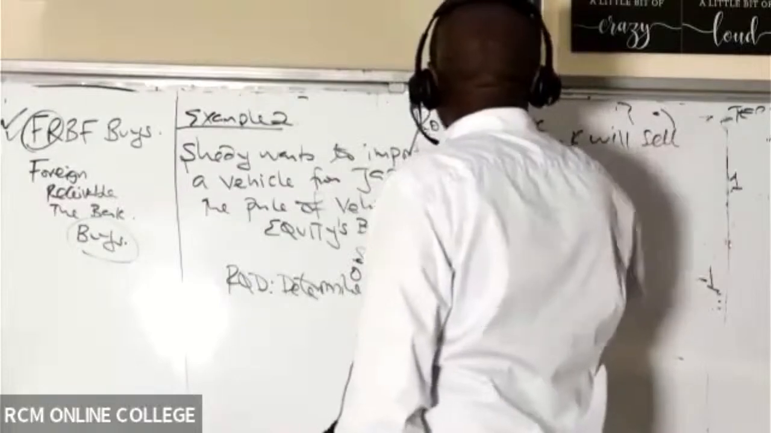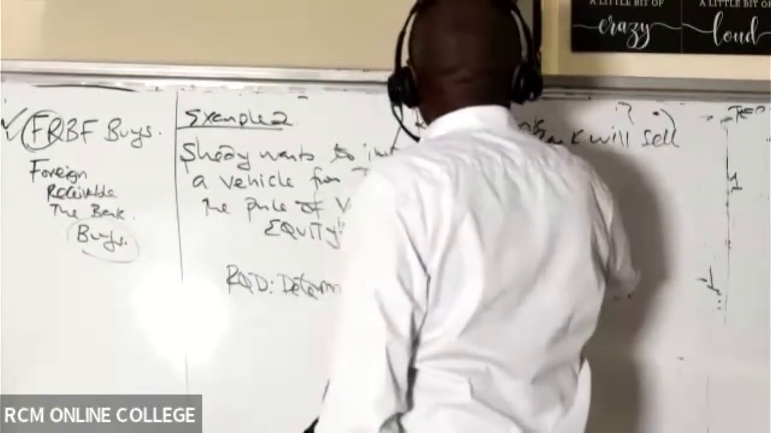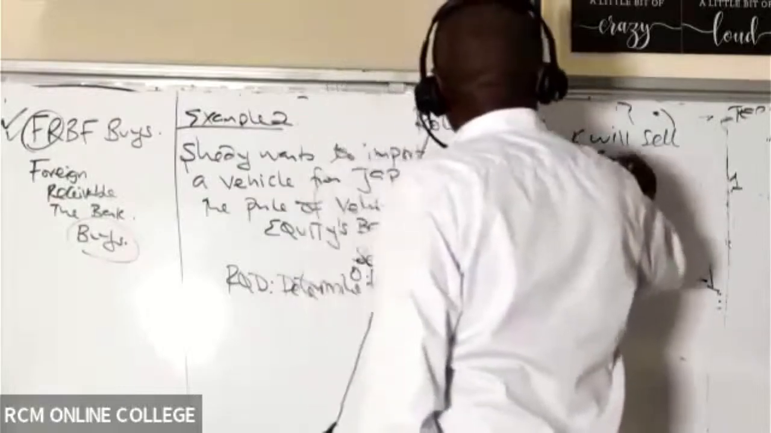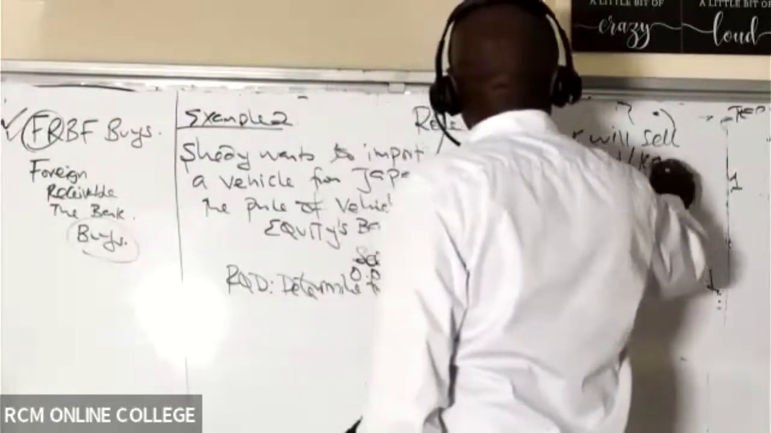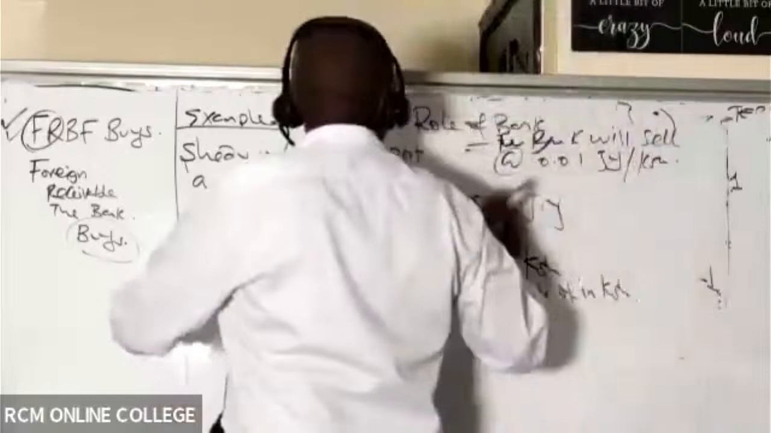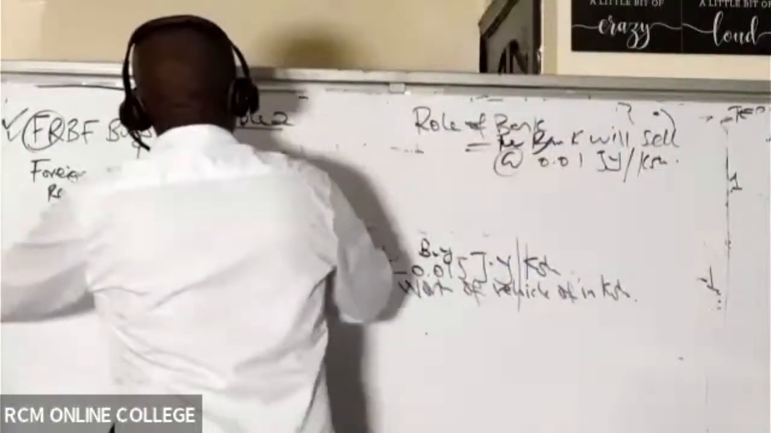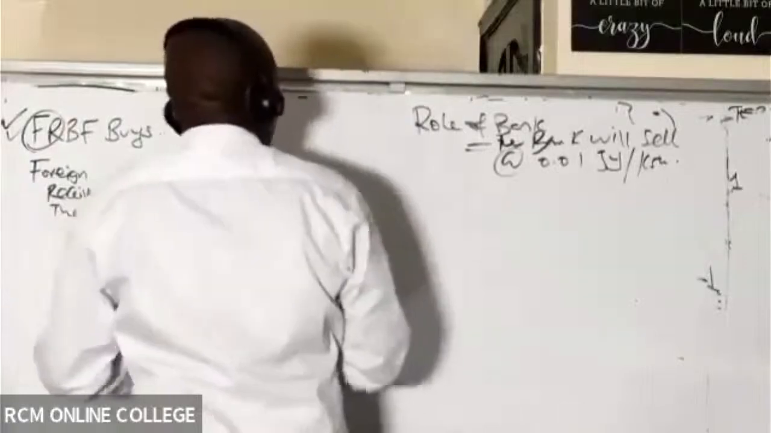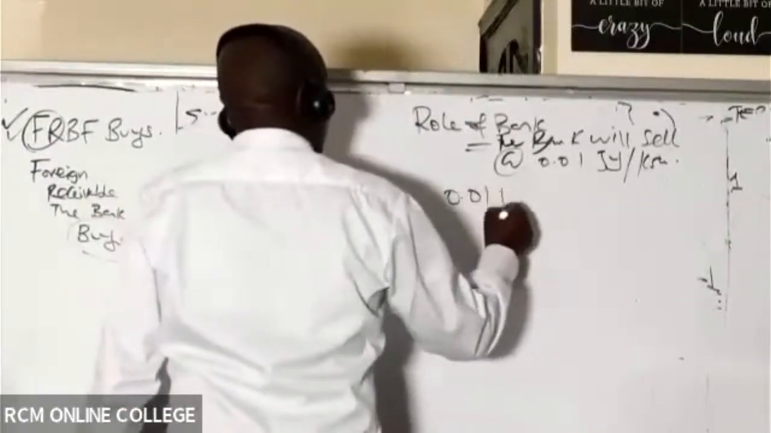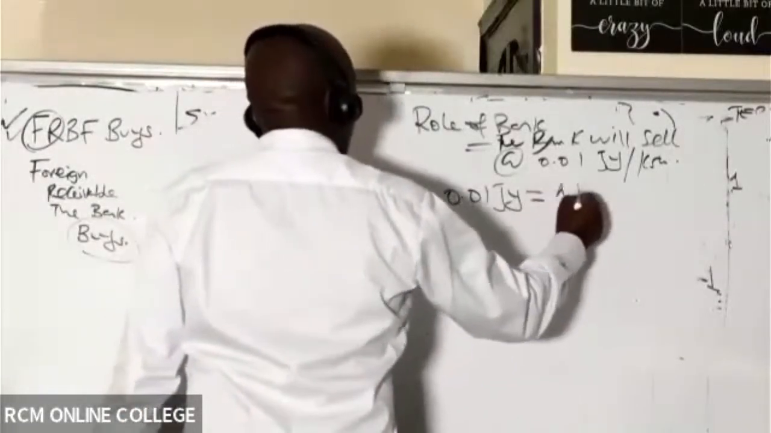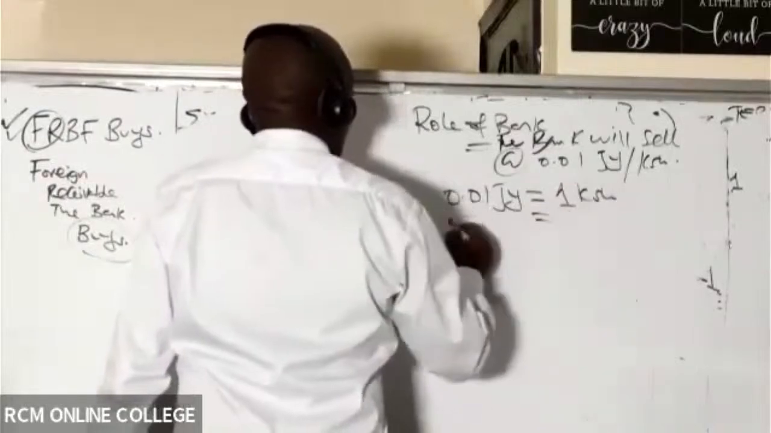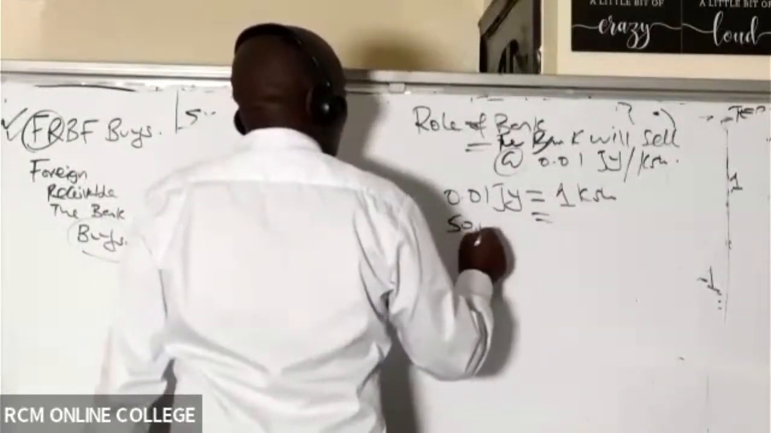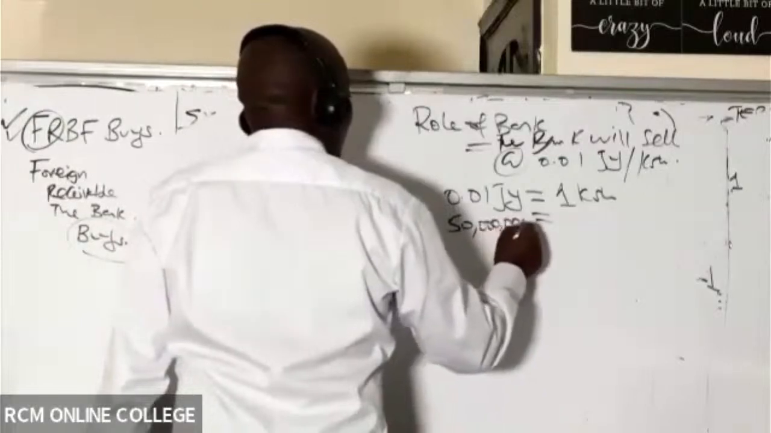So sell at what rate? We can see the selling rate is 0.01. This is the selling rate: 0.01 Japanese yen per Kenya shilling. So please then go ahead and exchange. So we have here 0.01 Japanese yens equals 1 Kenya shilling. How about 50? Was it 50 million Japanese yens?